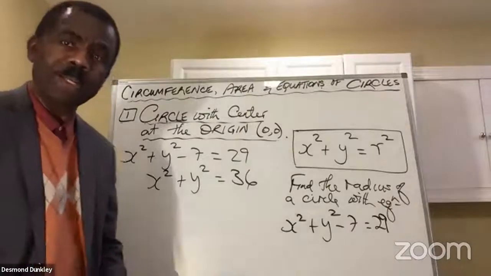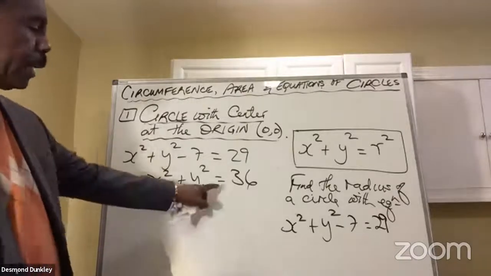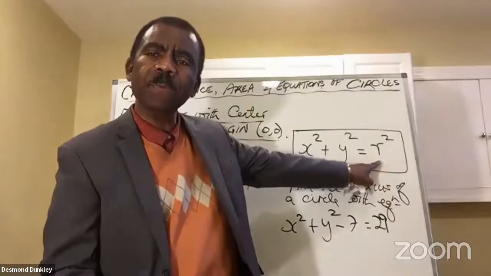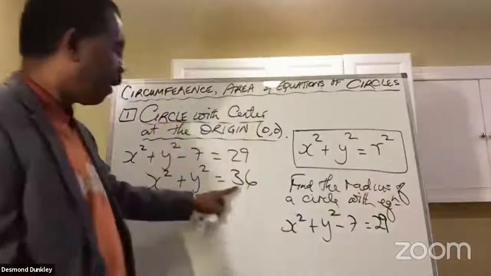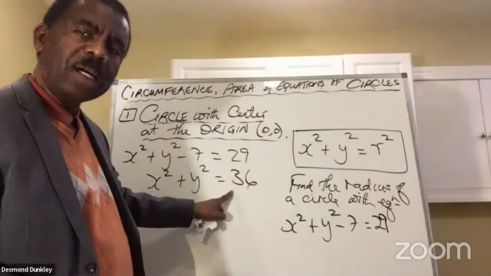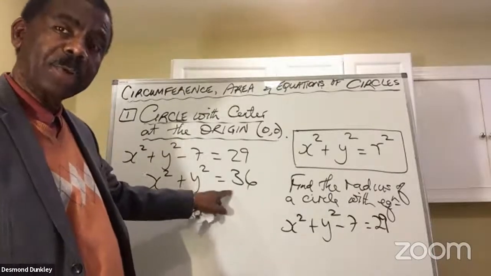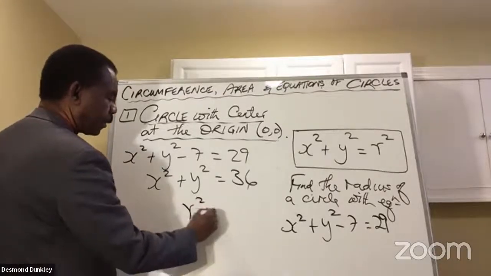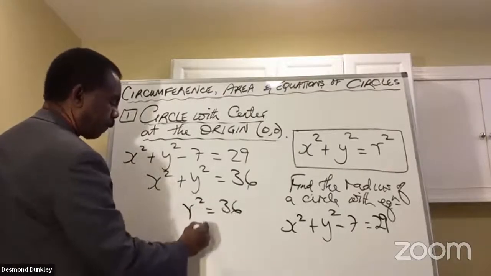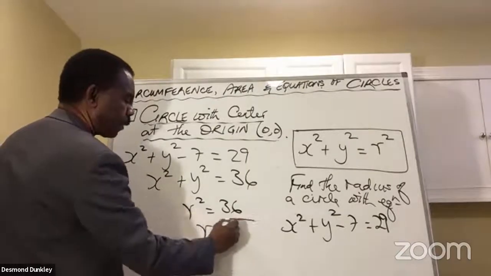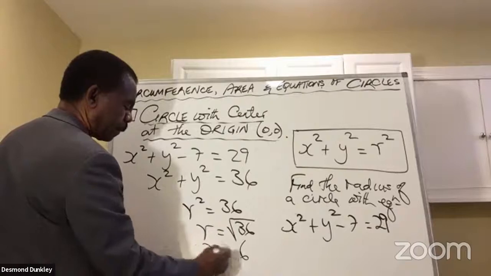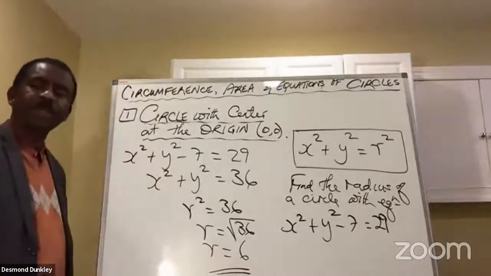Now this looks good. X squared plus y squared equal to something. So this has to be your r squared. So if this is r squared, what is r? R must be the square root of 36, which is equal to 6. R squared equal to 36. So therefore, the radius equal to the square root of 36, which is 6. And that's your radius.